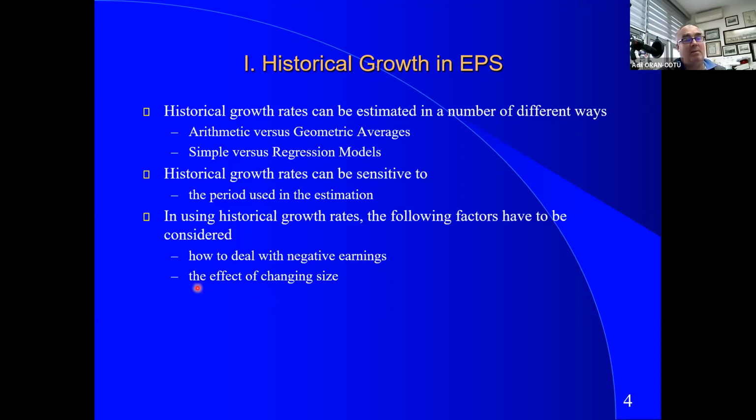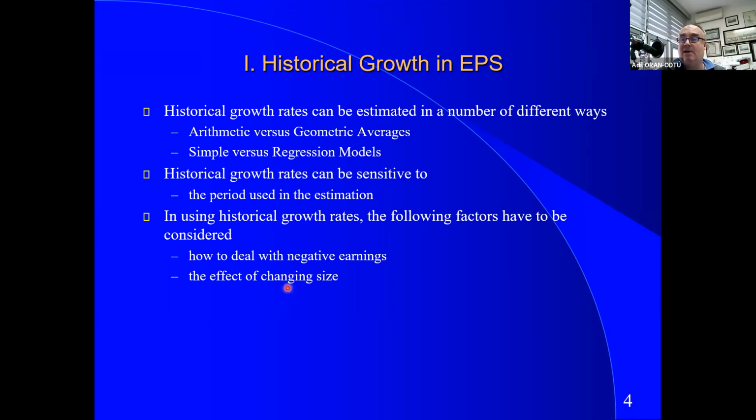And then maybe most importantly, the effect of changing size. For a small company to grow quickly is relatively easy, especially if you're very, very small. Let's say you go from 1 lira of sales to 2 lira of sales. Wow, that's 100% growth, right? But it's just adding 1 lira. You could easily have gone to 100 lira or 1,000 lira or even 10,000 lira in a very short amount of time. But percentage-wise, these seem to be tremendously big numbers.